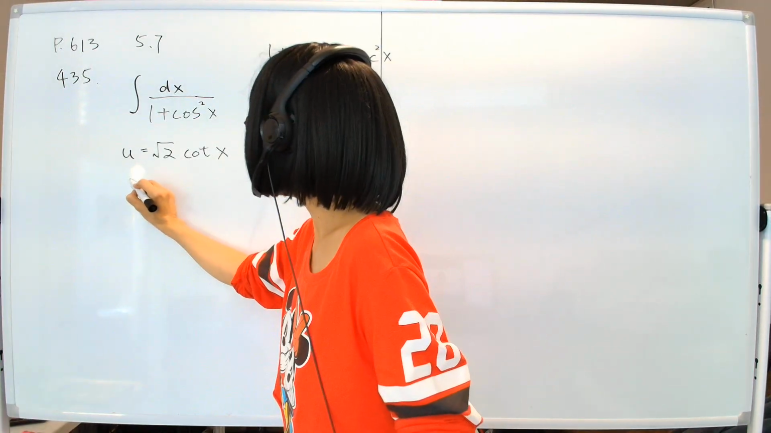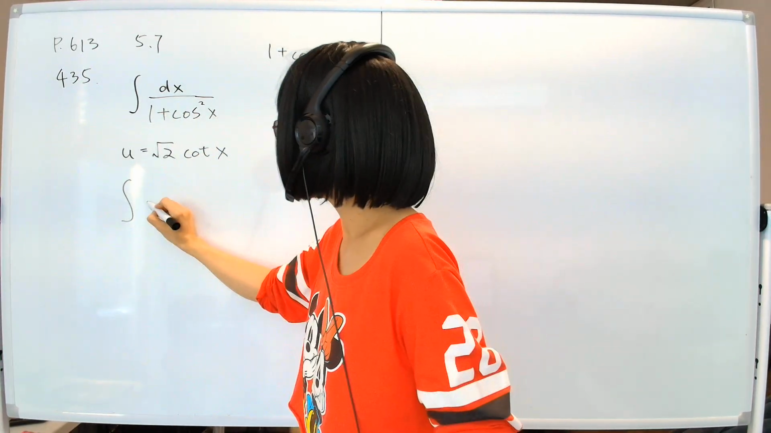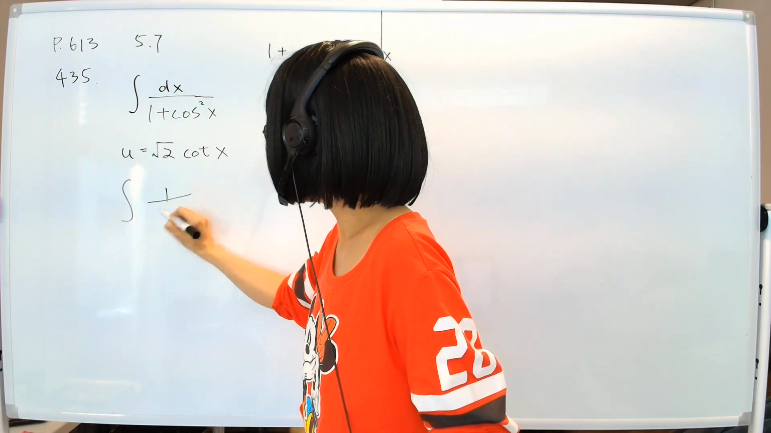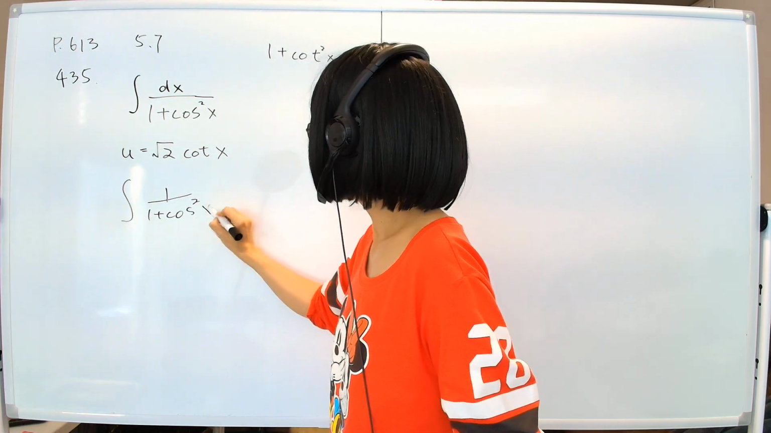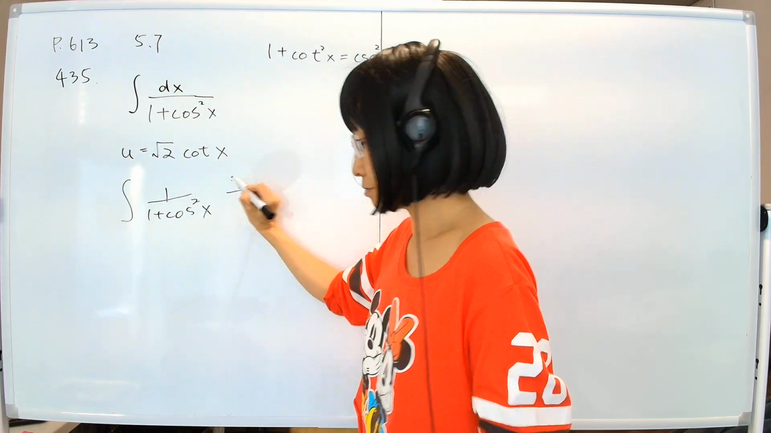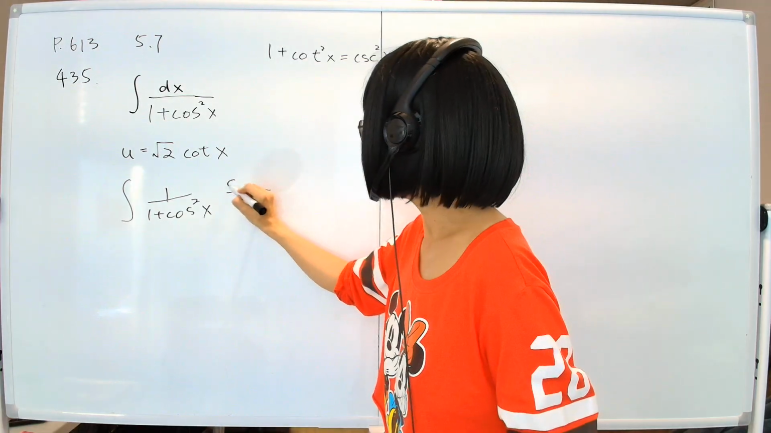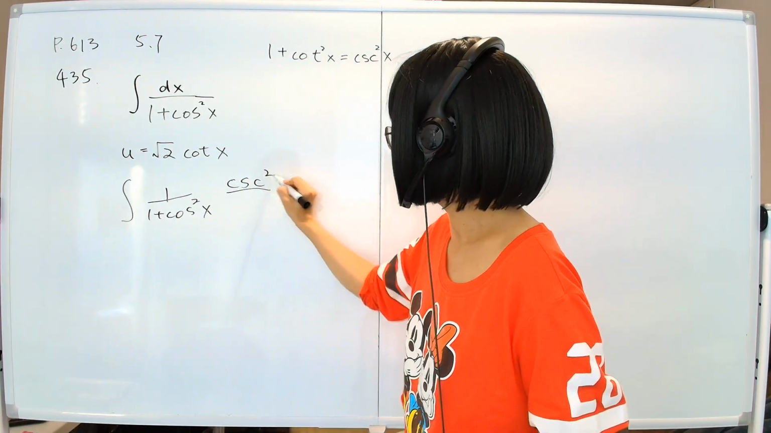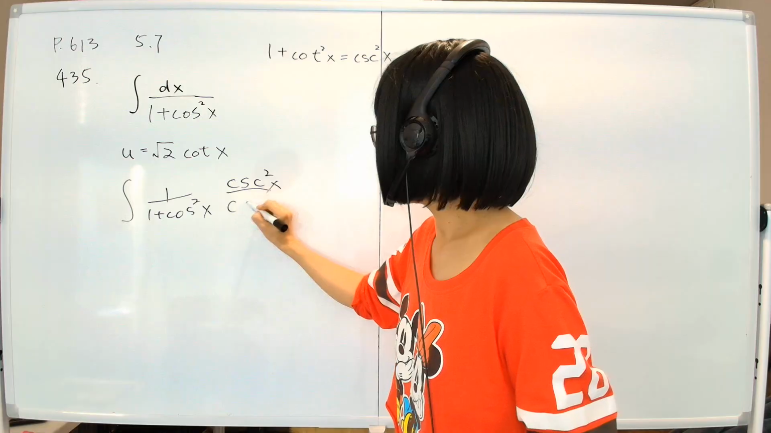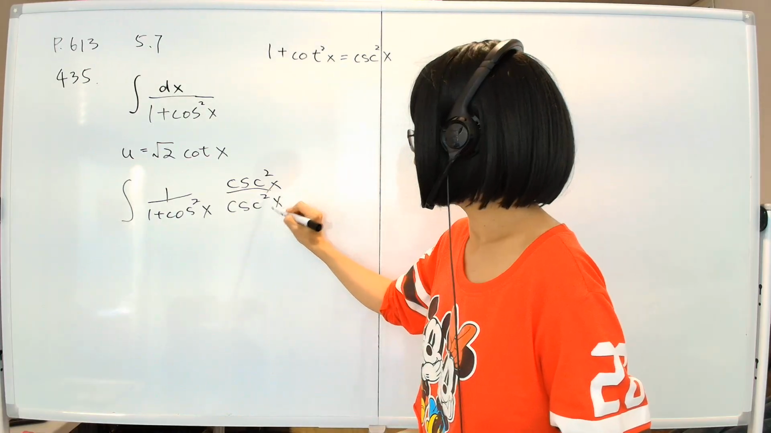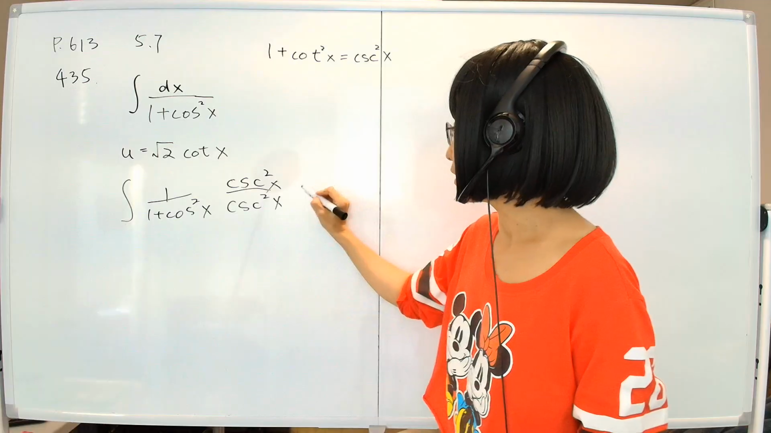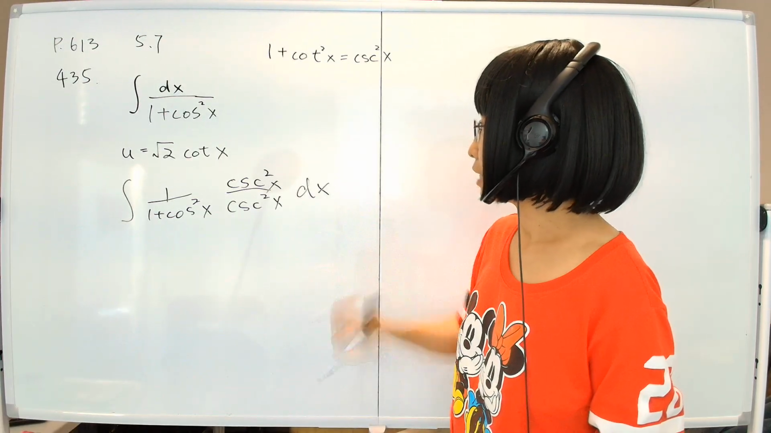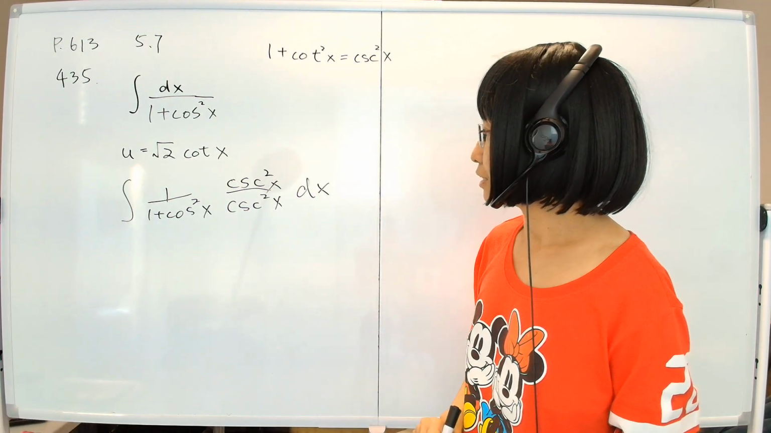So this becomes 1 over 1 plus cosine squared x, and then we'll multiply it by cosecant squared x over cosecant squared x, top and bottom the same thing, which means we're not changing anything. That's just 1. dx. All right, so far so good.